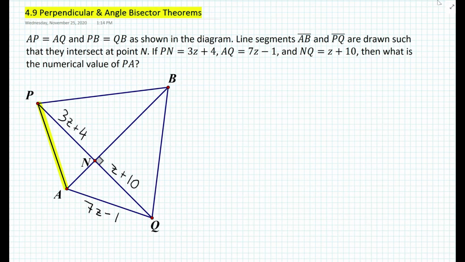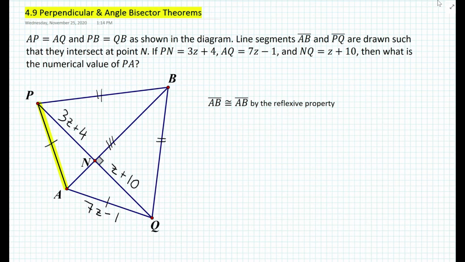Now, if we look at the other givens, we know that segment PA and segment AQ are congruent, therefore equal in measure. We're also given that PB is equal to QB. Now, that is going to allow us to say that triangle APB is congruent to triangle AQB. How so? Well, we know that segment AB is congruent to itself because of the reflexive property. Now, why must that be true that triangle APB is congruent to triangle AQB? Simply because of the SSS postulate.